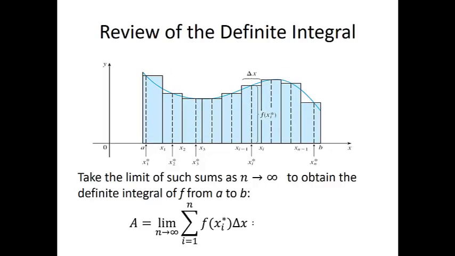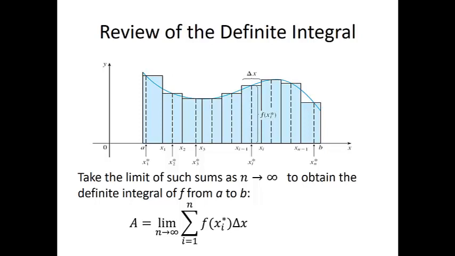And so, we take the limit of these sums as n approaches infinity to obtain the definite integral of f from a to b. So we say that the limit of this sum gives us the actual area, that it's no longer an approximation of the area under the curve, but that it actually equals the area under the curve. But because this notation is rather cumbersome, we have a limit, a sum, a subscript i, a star, and a delta. That's a lot of notation for us to carry around.